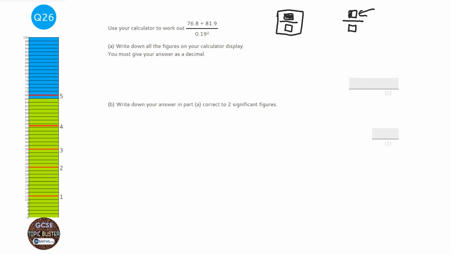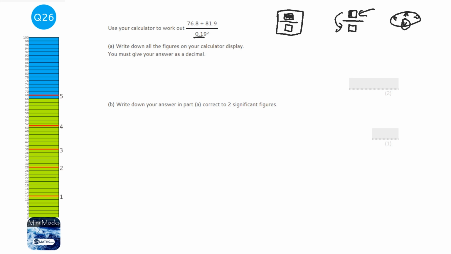Okay, so we want to fill in this top box first since it's already flashing. So 76.8 plus 81.9. Okay, and so to shift downwards on the Casio calculators, there's a sort of cursor stick, a direction button. It's the big blue button beneath the screen on most of the calculators, and you just push down to go to the denominator of the fraction.